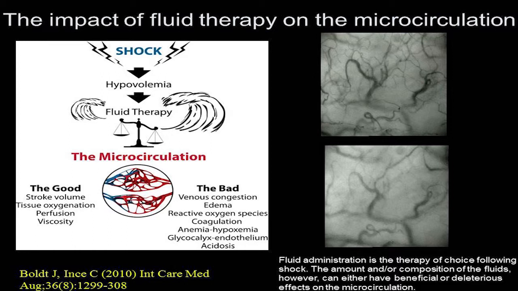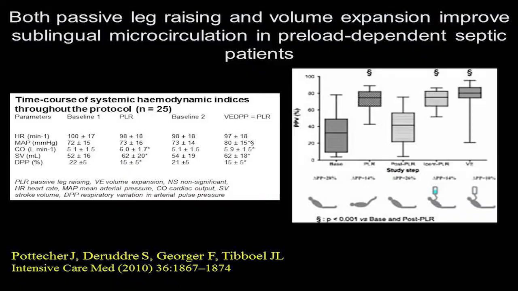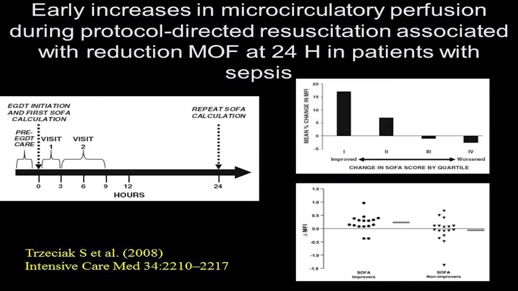So venous congestion, edema, and other processes that are actually bad for the microcirculatory perfusion. This is an adult study showing that increase of preloads in volume-dependent shock actually improves your microcirculation. And I think this is a very striking study, which is very relevant.